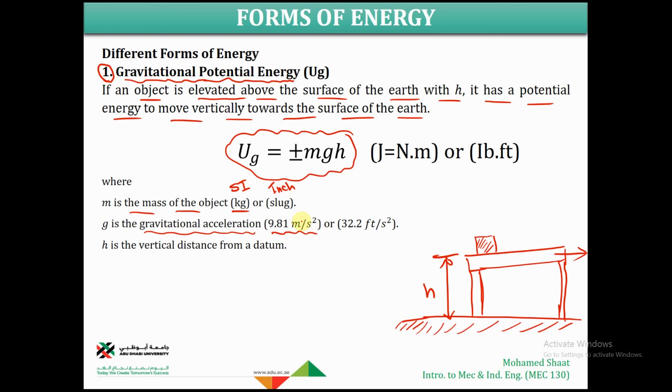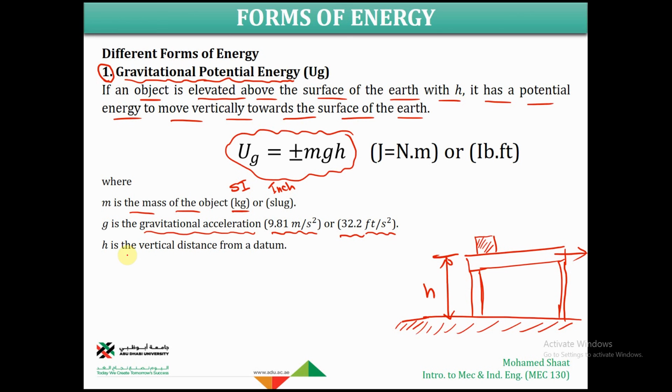As long as we are working with the metric system or the international unit system. If we are working with the inch or the American unit system, it is going to be equivalent to 32.2. So 32.2 feet per second squared is equivalent to 9.81 meter per second squared. Depending on the unit system that is given to you in the problem, when we are calculating this potential energy, we're going to plug in g as either 9.81 or 32.2.